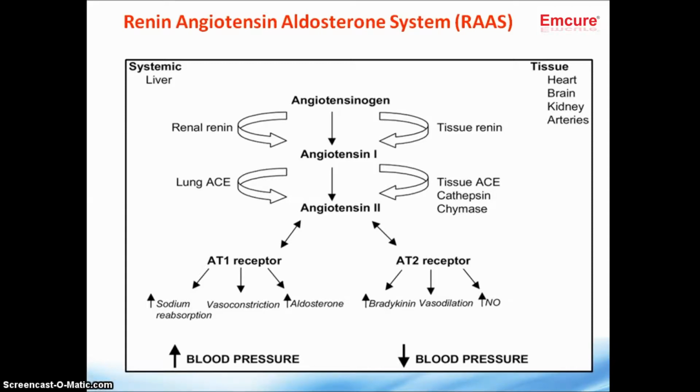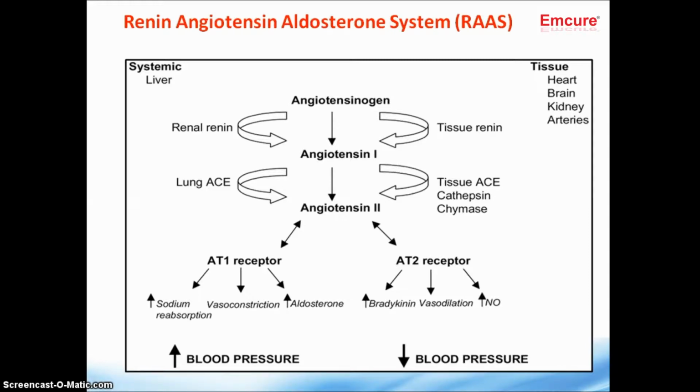Now this angiotensin 2 acts on AT1 receptors and AT2 receptors. On stimulation of AT1 receptors, that is angiotensin 1 receptors, there is increase in sodium reabsorption, there is vasoconstriction, and there is increase of aldosterone secretion. All these cumulatively increase the blood pressure.